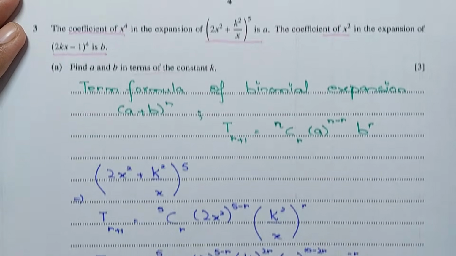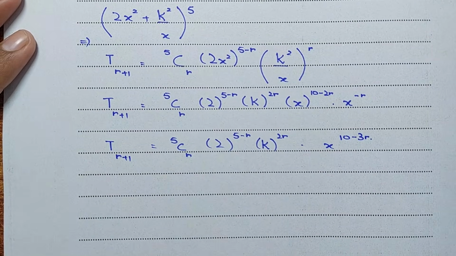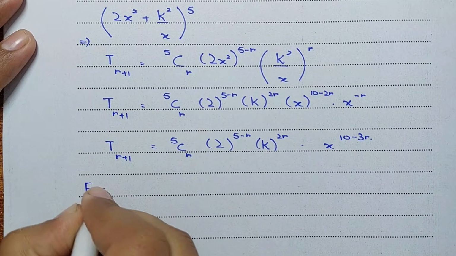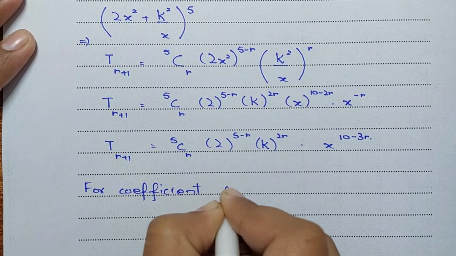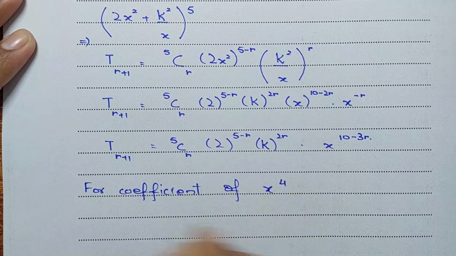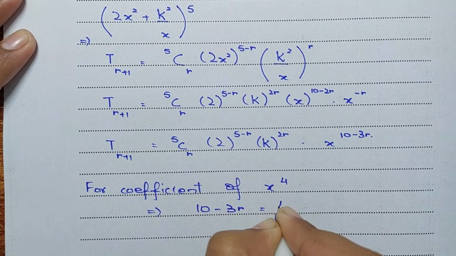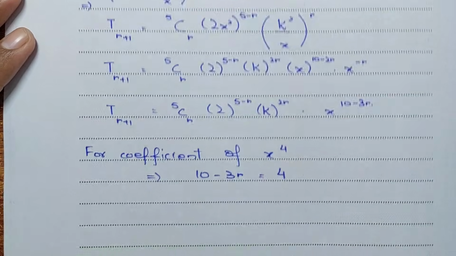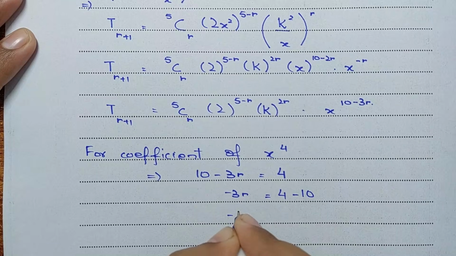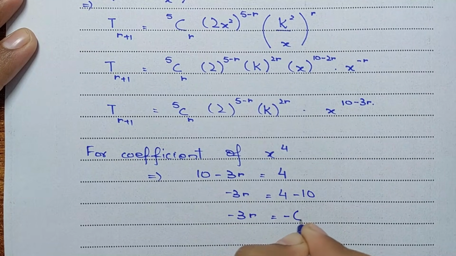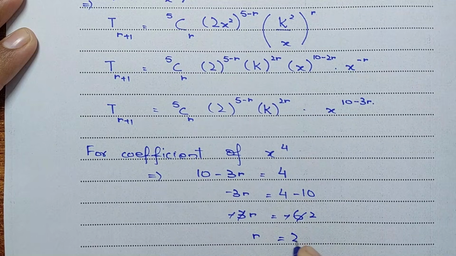Okay, so in order to get the coefficient of x4, it means this should be equal to x4, right? For the coefficient of x4, we can say 10 minus 3r should be equal to 4. Make it x to the power 4, right? So from here minus 3r would be equal to 4 take away 10. Minus 3r is equal to negative 6. Negative is cancelled with negative. 3 times 2 is 6. So the r value is 2.